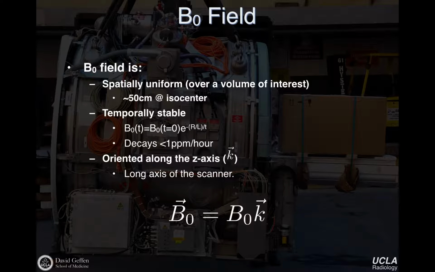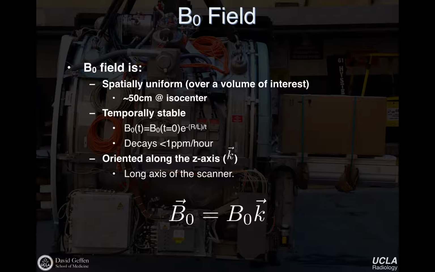The B0 field is, for all intents and purposes, constant. It does actually decay slightly. I had a hard time finding real good numbers here, but maybe on the order of a part per million per hour, something like this. So it's a 1.5 Tesla system, and at the end of a year it's a 1.49 Tesla system or something like this. So they do drift and decay ever so slightly, but not in a way that's actually relevant for anything we're talking about.